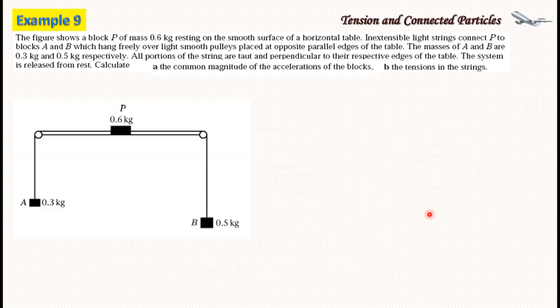Example 9. The figure shows a block P of mass 0.6 kg resting on the smooth surface of a horizontal table. Inextensible light strings connect P to blocks A and B, which hang freely over light smooth pulleys placed at opposite parallel edges of the table. The masses of A and B are 0.3 kg and 0.5 kg respectively. All portions of the string are taut and perpendicular to their respective edges of the table. The system is released from rest. Calculate A, the common magnitude of the acceleration of the blocks, and B, the tension in the strings.